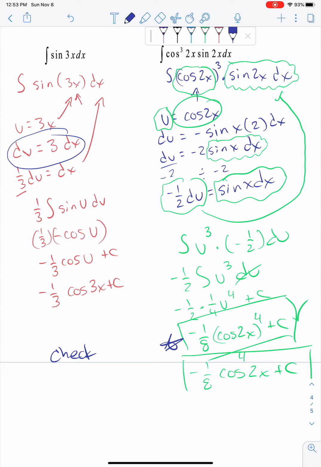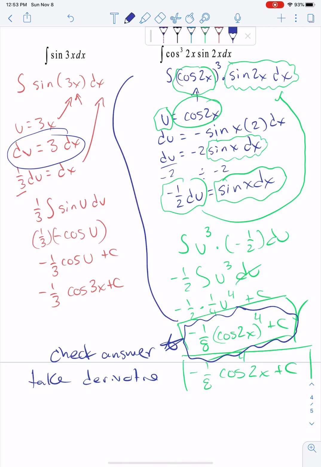If you weren't sure if your answer was correct, to check your answer, all you have to do is take the derivative. So if I were to take the derivative of this answer right here, I should end up with the function that I started with. I should end up with cosine cubed of 2x, sine of 2x dx. We're not going to do that right now, but that's where you should end up if you did it correctly, okay?